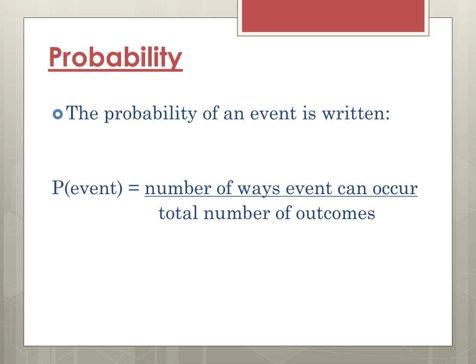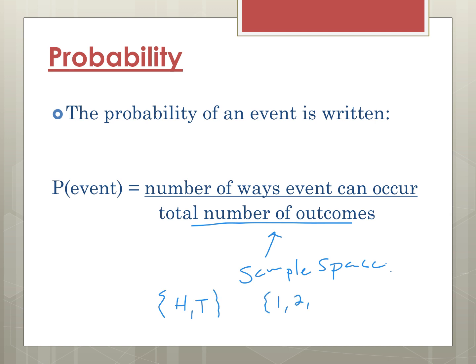So the formal definition of a probability event is the number of ways that the event can occur over the number of possible outcomes in that event. Sometimes we call this the sample space, if you were to list that out. For instance, if I flip a coin, your sample space is either heads or tails, right? If I roll a dice, my sample space, I have a possibility of 1, 2, 3, 4, 5, and a 6, unless you're playing with like a Dungeons and Dragons dice.